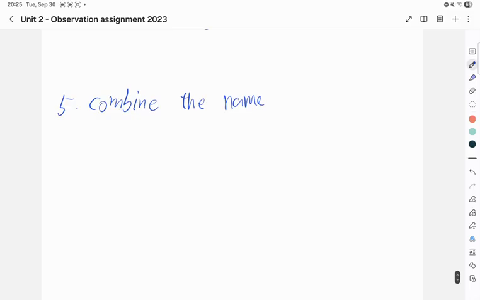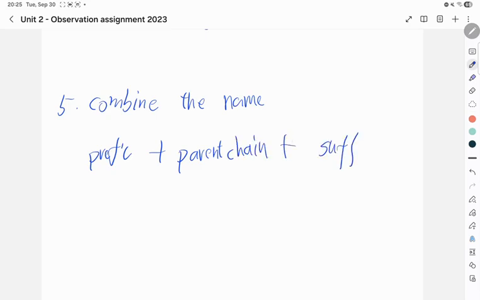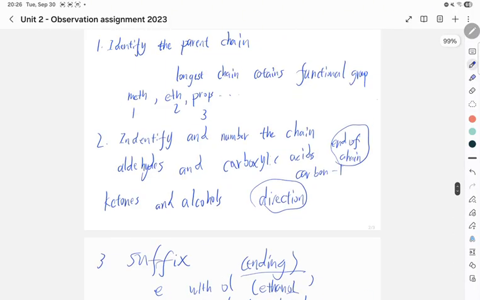And for the last step, we need to combine the name, which means the prefix plus parent chain plus suffix. And we need to use dashes to separate numbers and letters, and commas between numbers. So this is part 1.